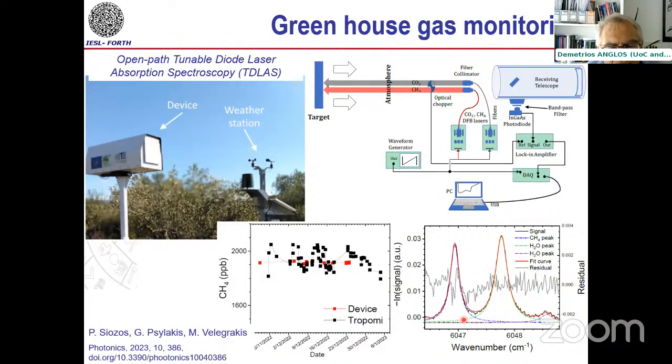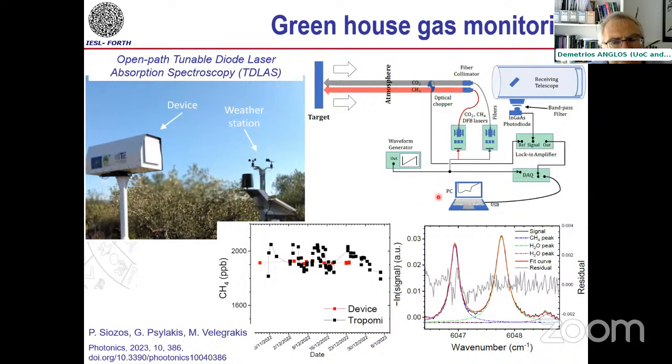So not only solids, but also gases can be probed from far away. And I'm happy to show this particular example, which comes from FORTH and the group of Michael Velegrakis in our institute, along with work from Panos Iosos and Yannis Psilakis. You see, these guys made and have been using an open path tunable diode laser absorption spectrometer to monitor greenhouse gases in the environment and over fields related to agriculture.